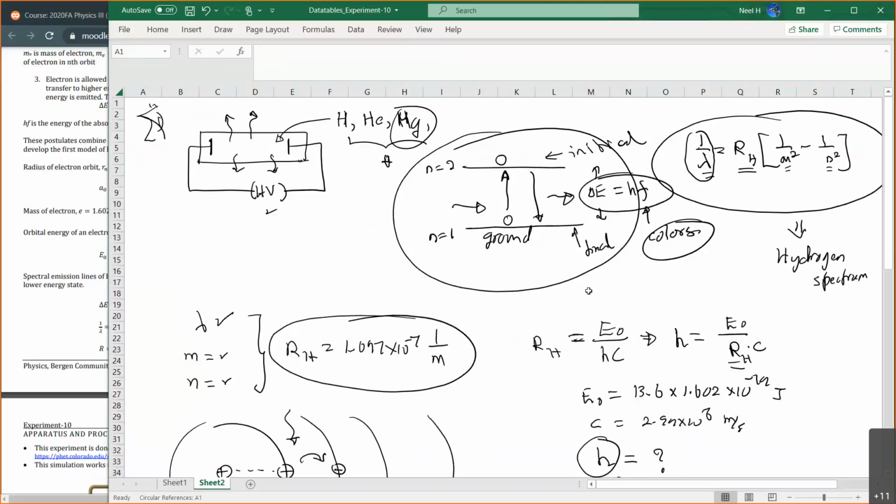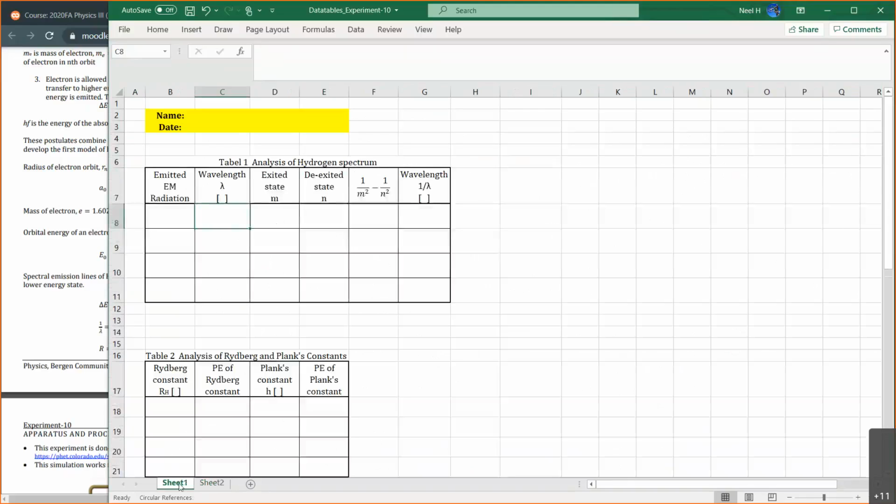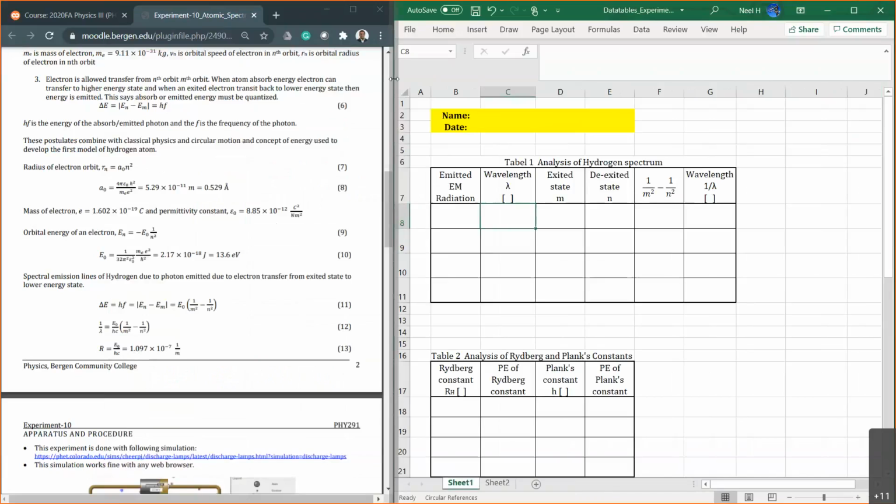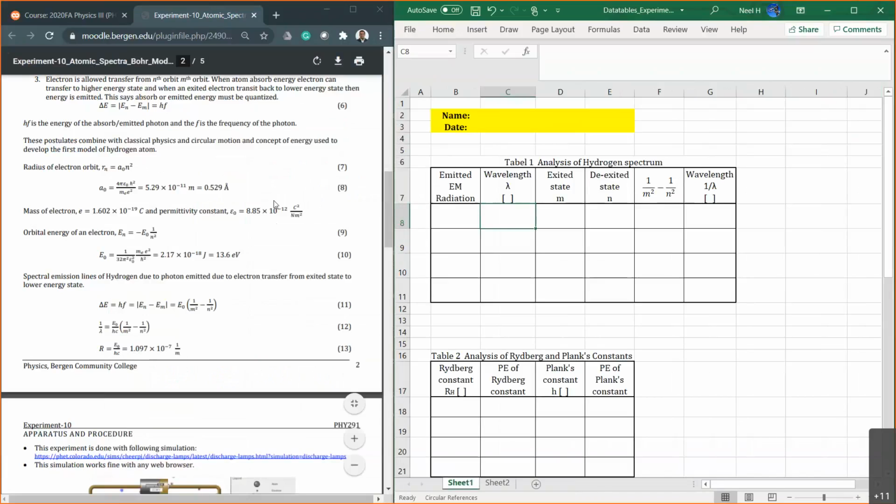It's a fairly simple experiment, but we have to do the calculation very carefully because we are working with very, very small numbers, 10 to the power negative 30s and so on. If any mistakes happen, then the error is going to be much larger. That's the only part. Otherwise, it's very straightforward and easy. Any questions?